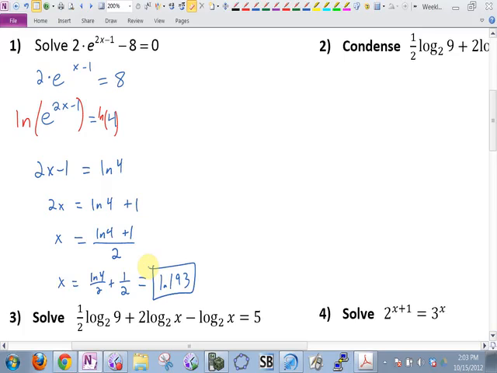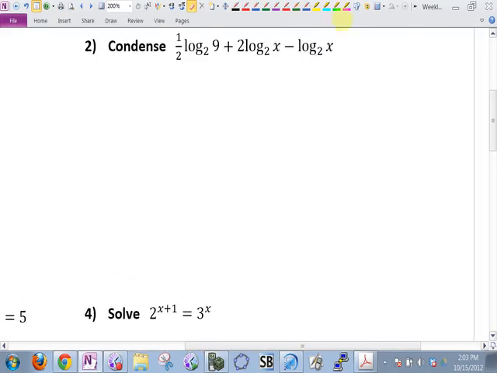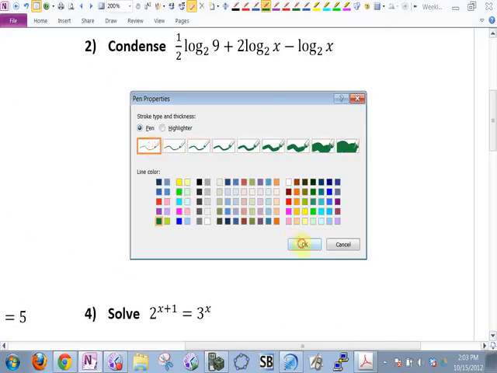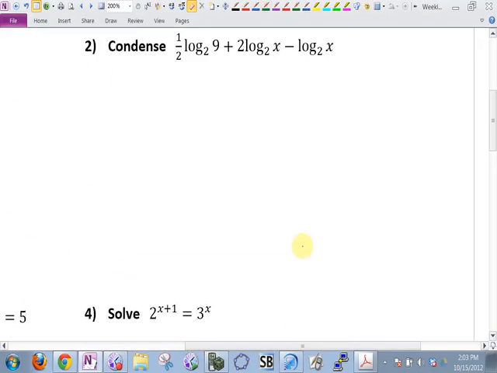Okay, let's look at number 2. Condensing. Condensing, you basically want to go in order of operations. Like if you were, besides the actual evaluation of the logarithms, you want to do the multiplications first, then the additions. So each of these multiplications, this 1/2, becomes the exponent of this 9. So this becomes log base 2 of 9 to the 1/2 power.